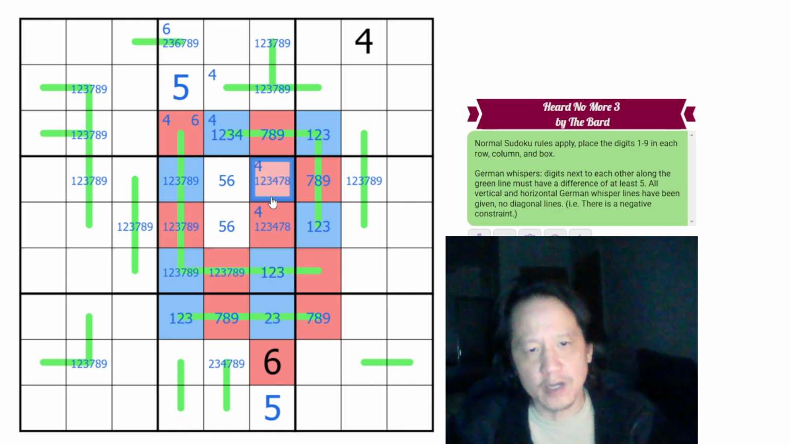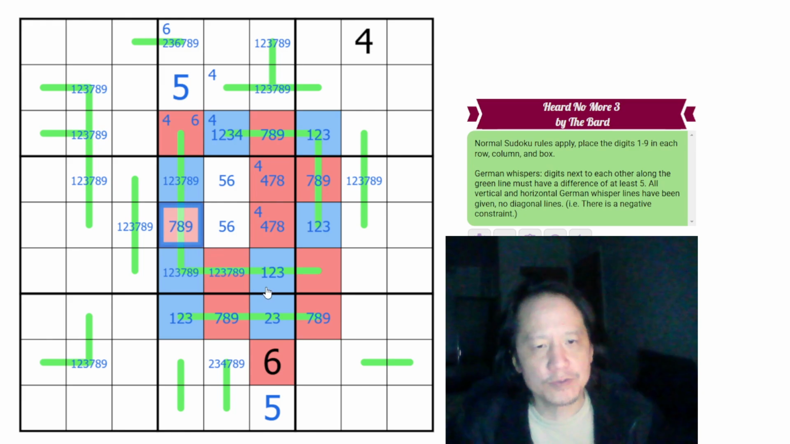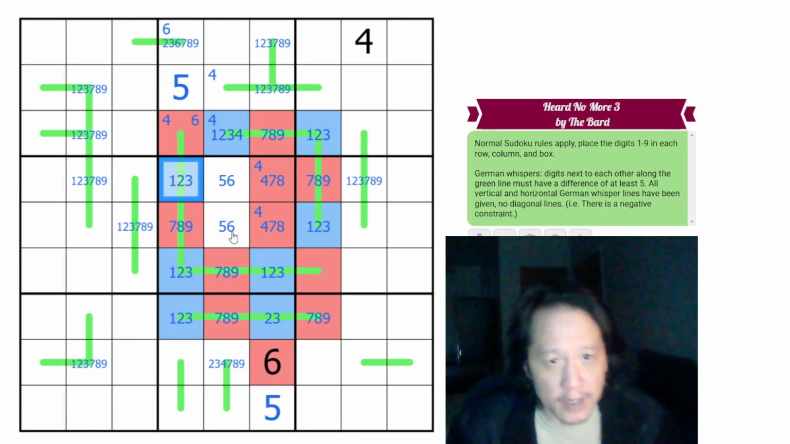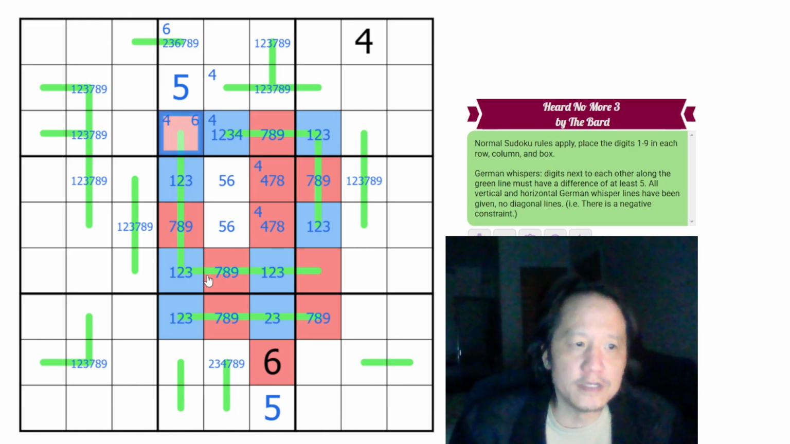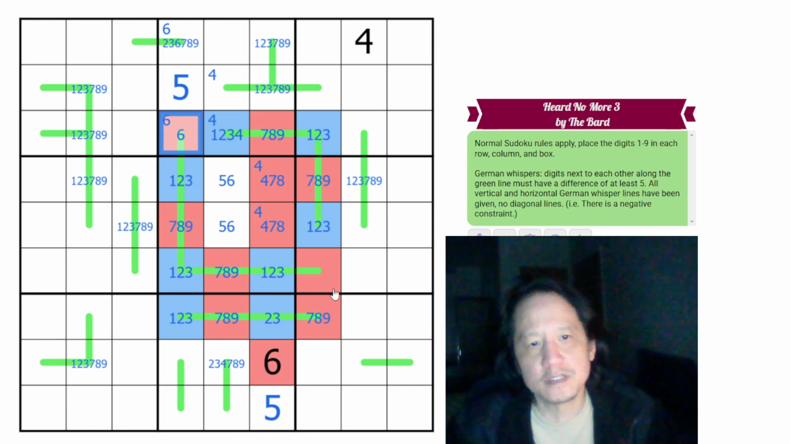So this has to be high. This is 4 with a high, so this cannot be 1, 2, or 3. This is 4 with a high, so this is 7 or 8. This can't be 1, 2, or 3. This can't be 1, 2, or 3. This can't be 7, 8, and 9. This can't be 7, 8, and 9. This is a high, so this can never be 4. So this has to be 6, 7, 8, or 9.